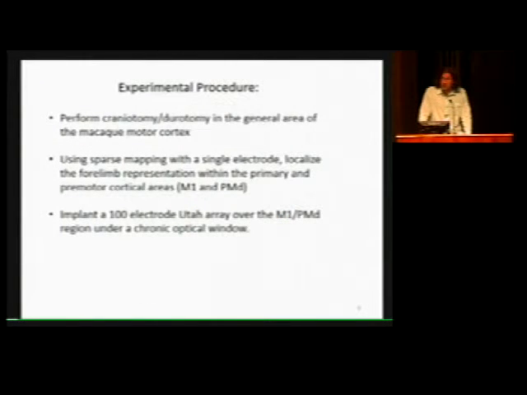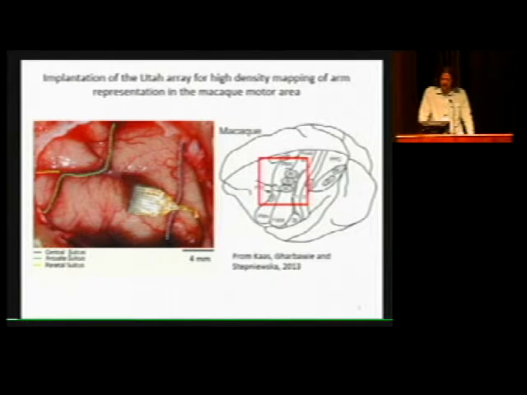So the experimental procedure is we perform craniotomy and durotomy in the general area of the macaque motor cortex, and then we do sparse mapping with a single electrode to localize the forelimb representation within the primary and premotor cortical areas. Then we implant a 100 electrode Utah array over the M1 PMD region and under a chronic optical window. Here's a figure of the general area that we've exposed, and you can see the array. It's ready to be implanted.